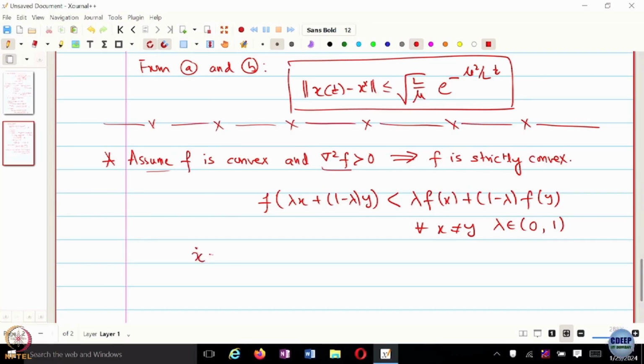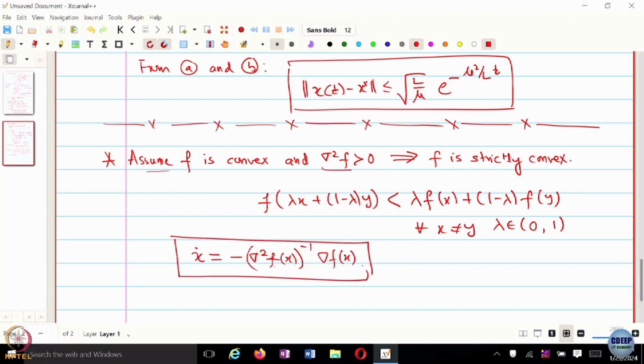So this would be of the form x dot equals minus Hessian inverse of f at x times gradient of f of x. If any of you are familiar with Newton's method, you basically use the inverse of the Hessian there, right. So this is a continuous time variant of Newton's method. Instead of using the gradient directly, we essentially use Hessian inverse times gradient. Okay, why did we use that? To account for the curvature.